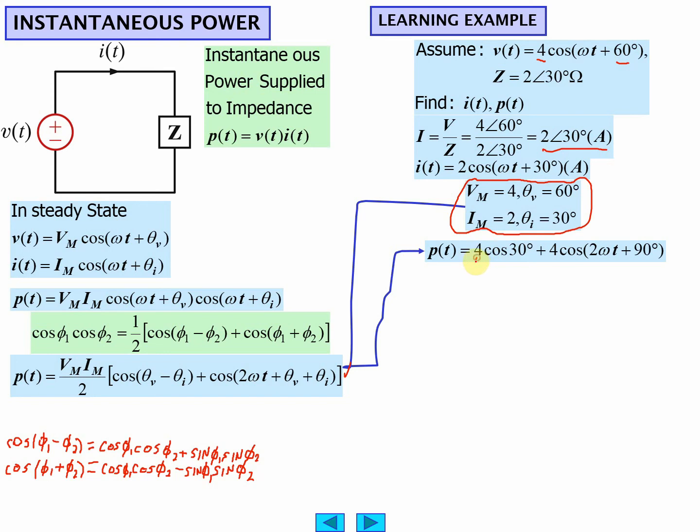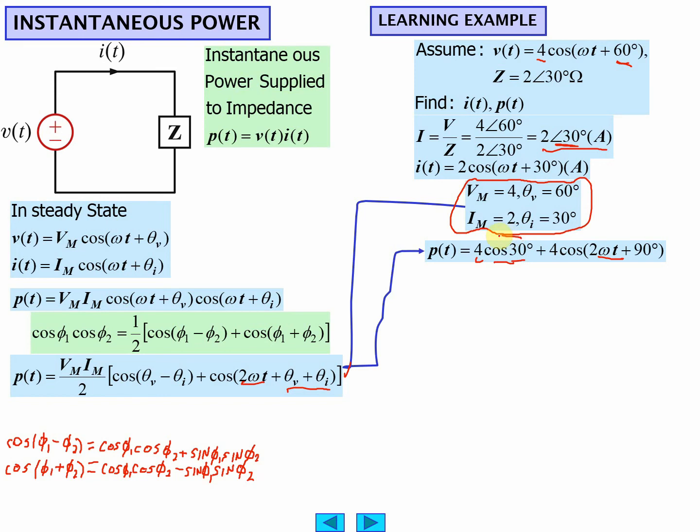Vm Im over 2 cosine of the difference between the two angles, 60 and 30. Well, the difference is 30. And then the product of the 2 over 2 again. 4 times 2 over 2 is 4. Cosine twice omega t. There's the twice omega t. And the sum of the current angle and the voltage angle, 60 plus 30, gives you 90. So that would be the instantaneous power at any given time.